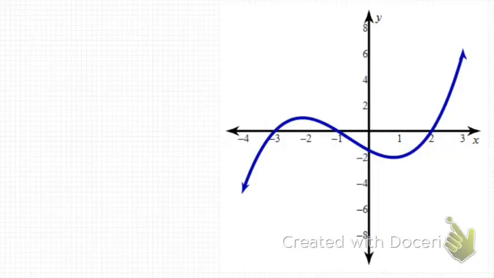All right, let's talk about this one. Count for me how many x-intercepts there are. Ready? 1, 2. Perfect. There are 1, 2, 3 x-intercepts. Can you list them for me? This one would be what? -3.